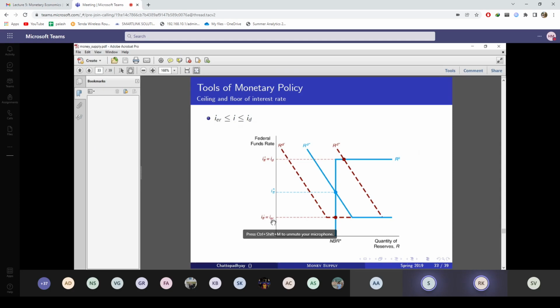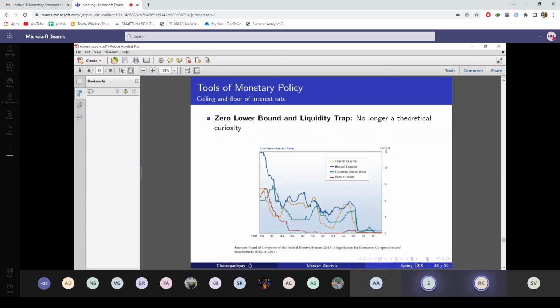Since IER is the floor greater than 0, IFF cannot go below IER. How does it solve the liquidity problem? The bank is encouraged to hold excess reserves, and that solves the problem of liquidity. This is basically the situation.